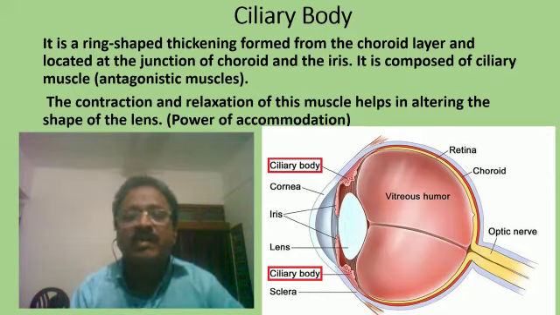So in this diagram you can see the ciliary body over here. This part represents the ciliary body.